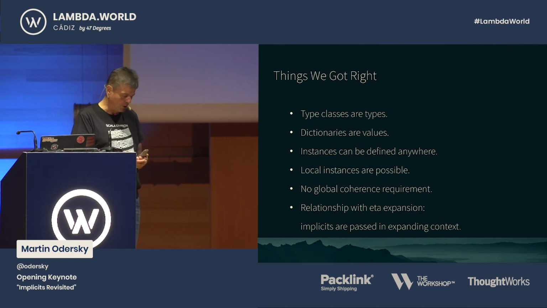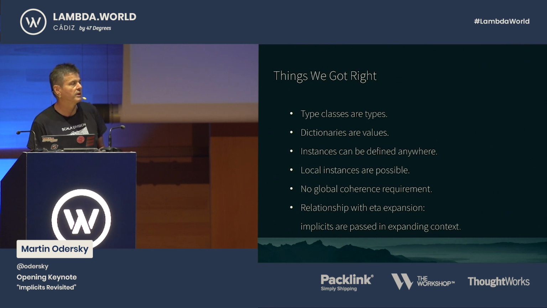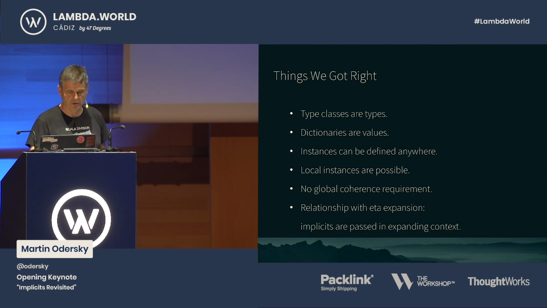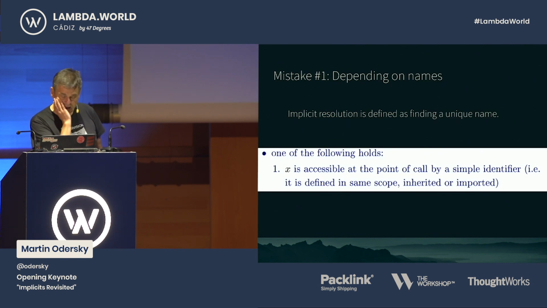And I believe the other thing we got right was this relationship with eta expansion, that implicits are passed in the expanding context. So when a closure is created, the closure basically gets all the implicits at the point of creation. That, I think, was another thing that we got serendipitously right at the time. But now to the mistakes.